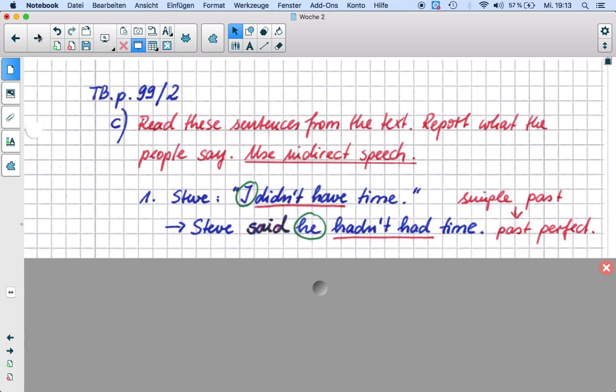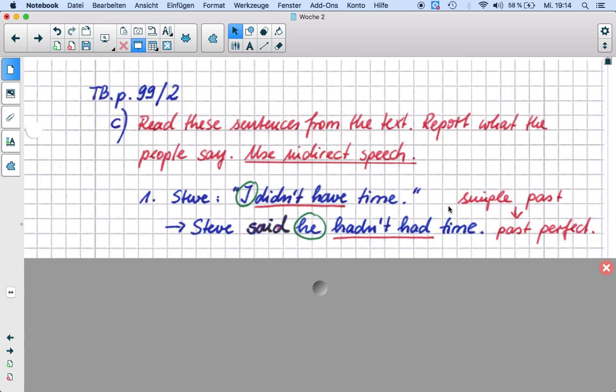We are still working at number 2 on page 99, and this is number 2C now. The task says, read these sentences from the text, report what the people say, use indirect speech. That's a typical task for this grammar. So Steve says, and you can see the inverted commas here. That's direct speech.